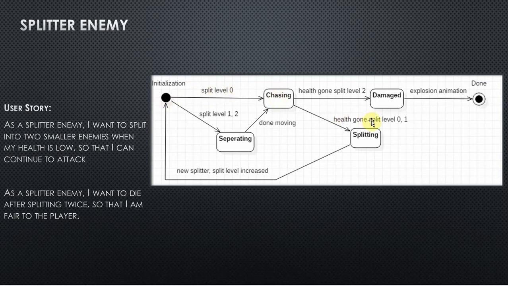If the health is gone and it's split level 0 or 1, it goes into a splitting state, creates a new splitter, 2 new splitters technically, and it initializes them with a split level 1 higher than the current split level. Those will separate apart from each other and go into their own chasing states. If at any point the split level becomes 2 and the health is gone, it's damaged and it goes away.